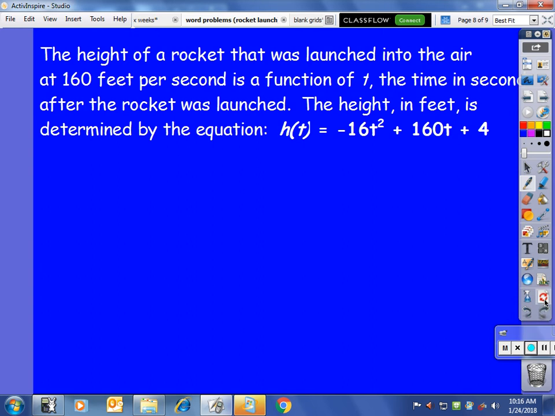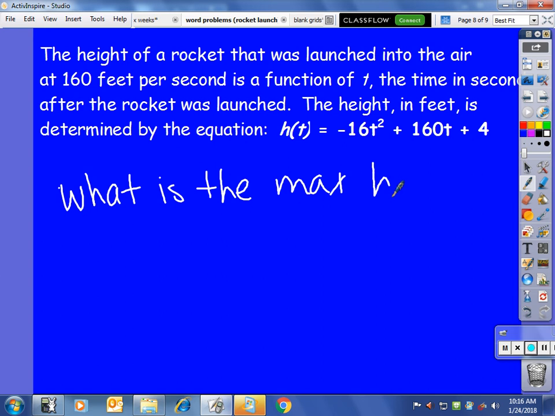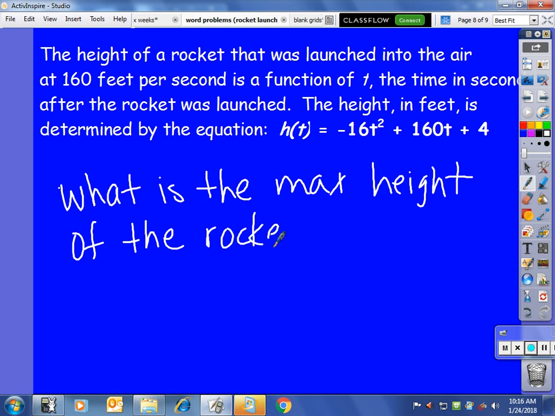Here is your first question. What is the maximum height of the rocket? So what am I asking you about here? The vertex. Specifically, which part of the vertex? The y value.